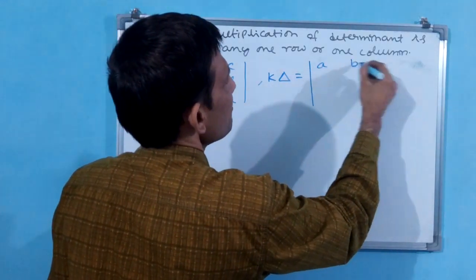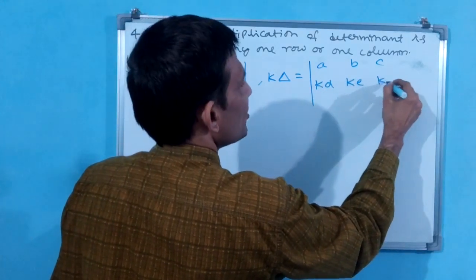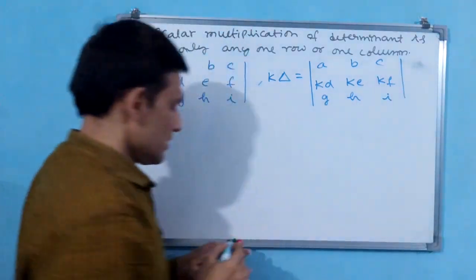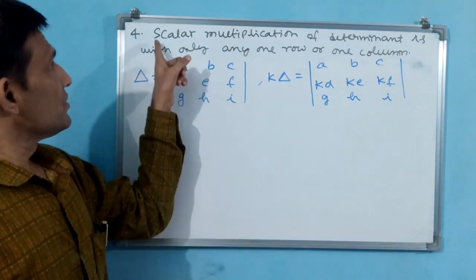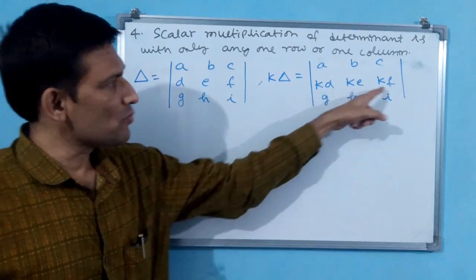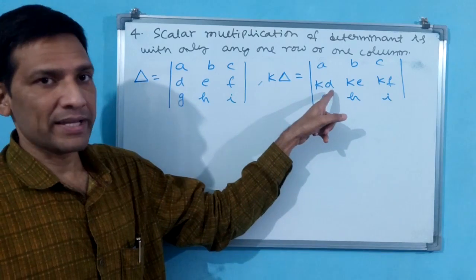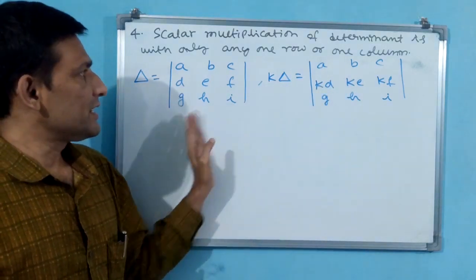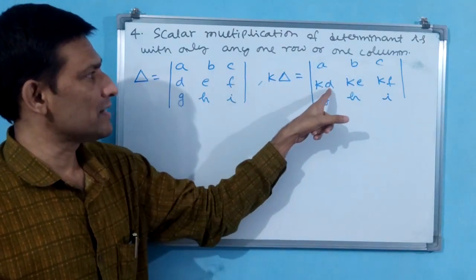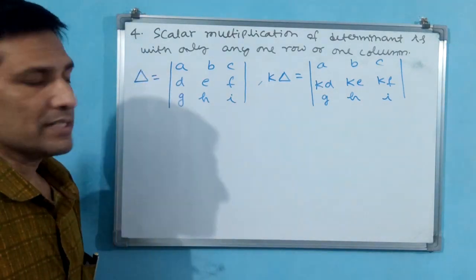Okay. Now A, B, C, KD, KE, KF, G, H, I. Now you see, scalar multiplication of a determinant is with only any one row or one column. Here with only one row we have multiplied. Column we have already verified. Now for proof we are taking a row. This is delta, this is K delta. But A, B, C and G, H, I both are same. Only one row has been multiplied with this scalar.